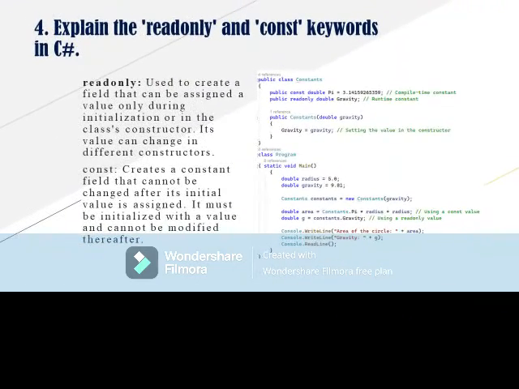Can you please give me a little introduction to the readonly and const keywords in C Sharp? Yeah, sure. Readonly is used to create a field that can be assigned a value only during initialization or in the class constructor. Its value can change in different constructors. Const creates a constant field that cannot be changed after its initial value is assigned. It must be initialized with a value and cannot be modified thereafter. So that's the main difference between readonly and const variables.